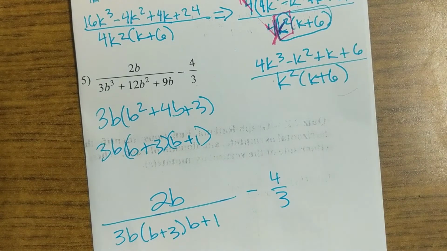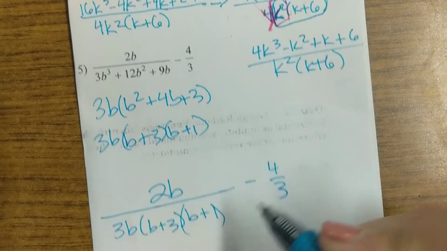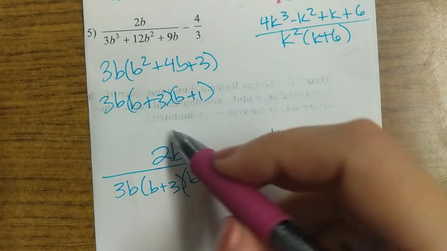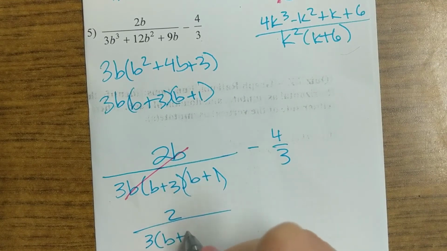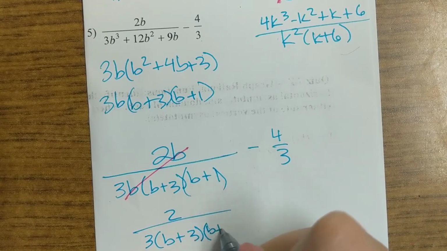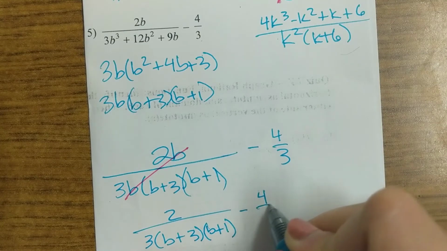Now, the b over b, that should be multiplied. The b over b is actually a special form of the number 1, and it's all being multiplied, so we can reduce that. So this would be 2 over 3 times b plus 3 times b plus 1, minus 4/3.